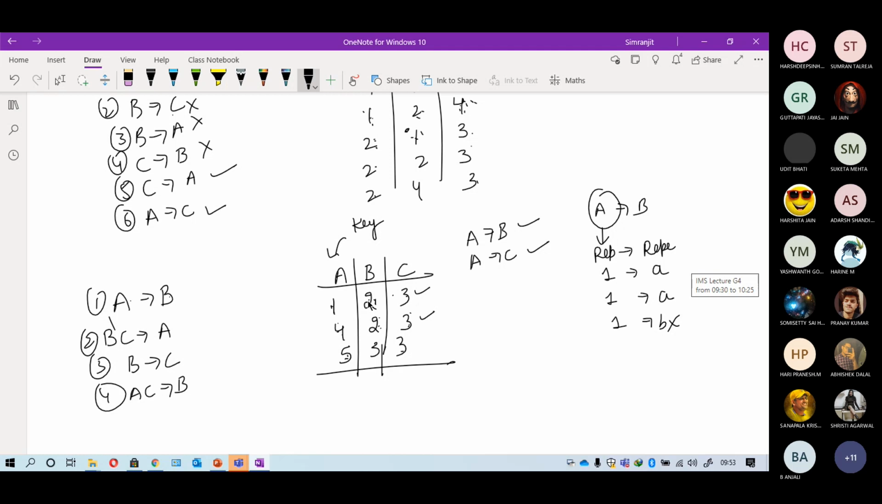Okay, so 1 tends to 2, 4 tends to 2, 5 tends to 3. I do not need to worry about these. If the left hand side element is not repeating, you can directly say it is functionally dependent because this condition is always true. Now check, BC tends to A.